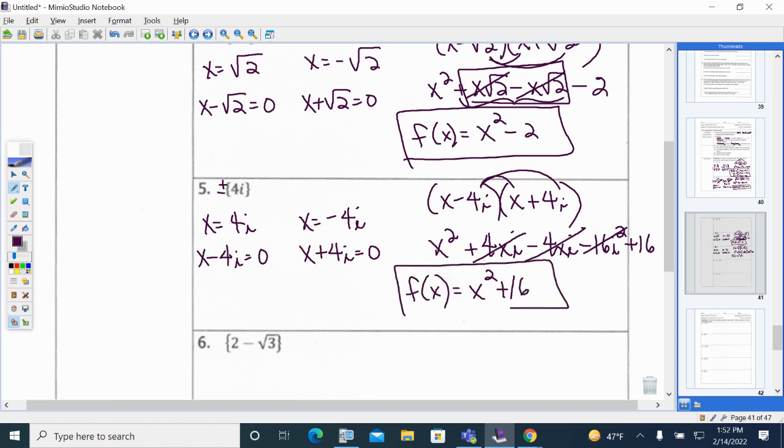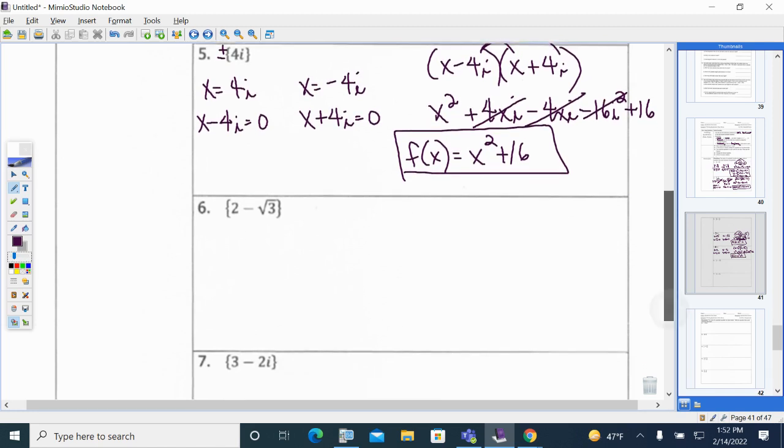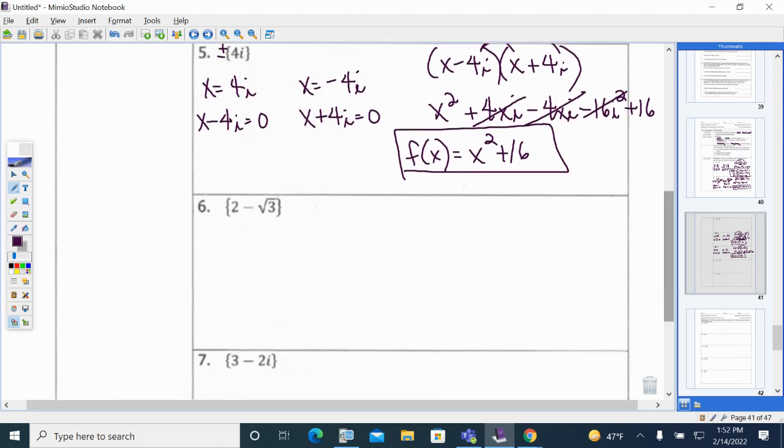Again, that is the quadratic function that has the roots of 4i and a negative 4i. I'm going to show you one of these, 6 or 7. Let's do number 6. But they are very similar in how you work these. So notice that it says 2 minus radical 3. Again, that is not just a 2 minus radical 3. It is a positive and a negative in the middle of that, but that's a binomial.